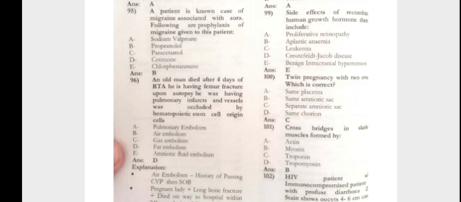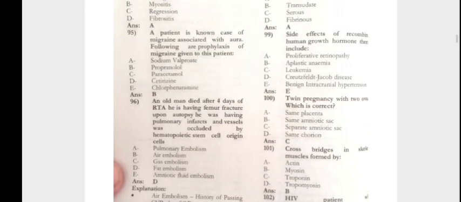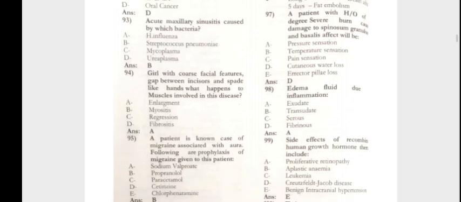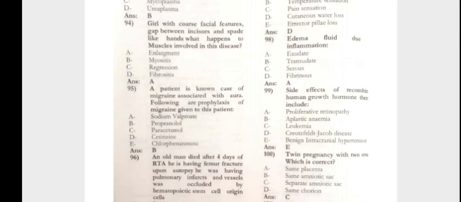Upon autopsy, he was having pulmonary infarcts and vessels were occluded by hematopoietic stem cell origin cells, that is the fat embolism. Next, the patient with a history of third-degree burn causes damage of stratum spinosum and granulosum, and the effect will be cutaneous water loss, edema, fluid loss due to the inflammation, exudate.